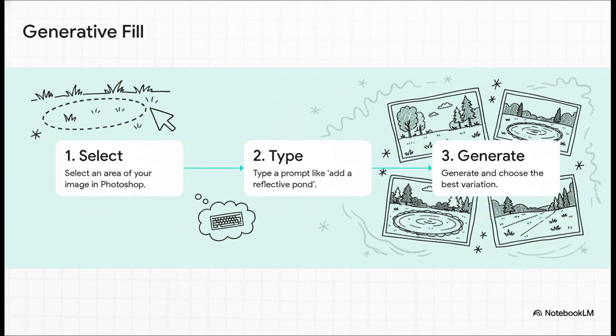What's so wild about this is just how simple it all is. I mean, we're talking about a seriously powerful process here. You literally just circle a bit of grass in your photo, type in something like add a reflective pond, and poof, that's it. Photoshop just serves up a few options for you to pick from. It honestly feels less like you're wrestling with complicated software and more like you're just talking to an assistant, describing what you want. It completely changes the game from doing everything by hand to just directing the art.